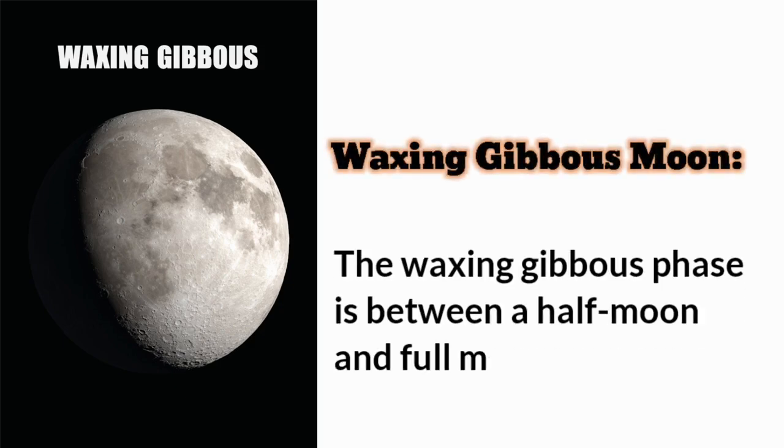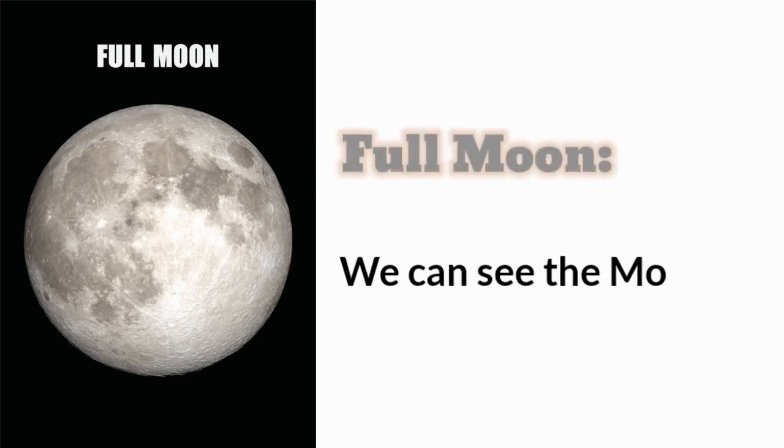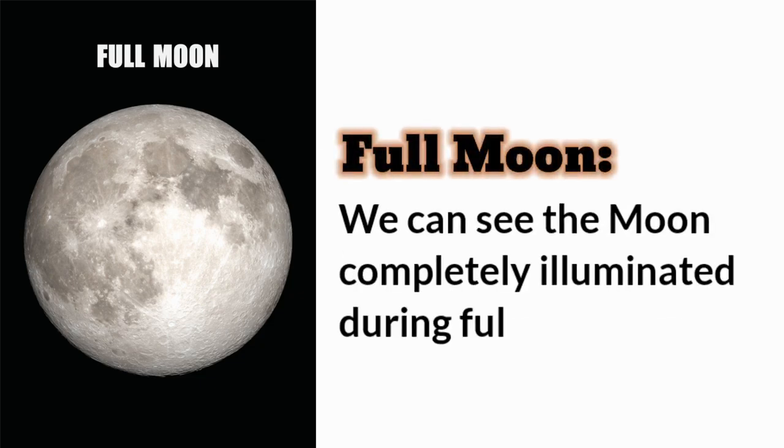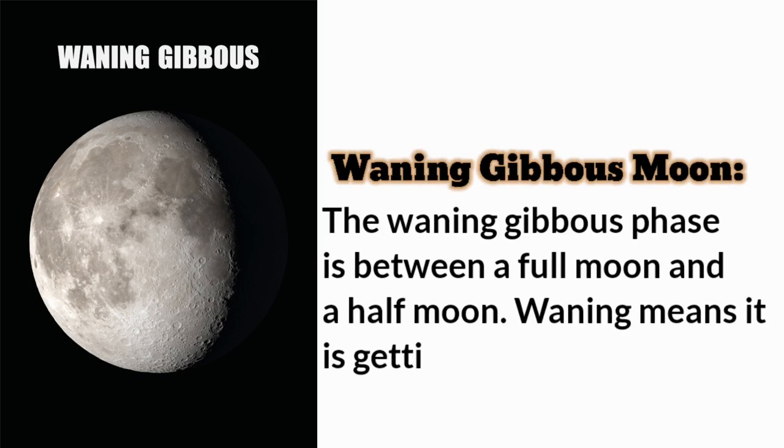Fourth, waxing gibbous. The waxing gibbous moon phase is between a half moon and a full moon. Waxing means it is getting bigger. Fifth, full moon. We can see the moon completely illuminated during full moons. Sixth, waning gibbous moon. The waning gibbous phase is between a full moon and a half moon. Waning means it is getting smaller.